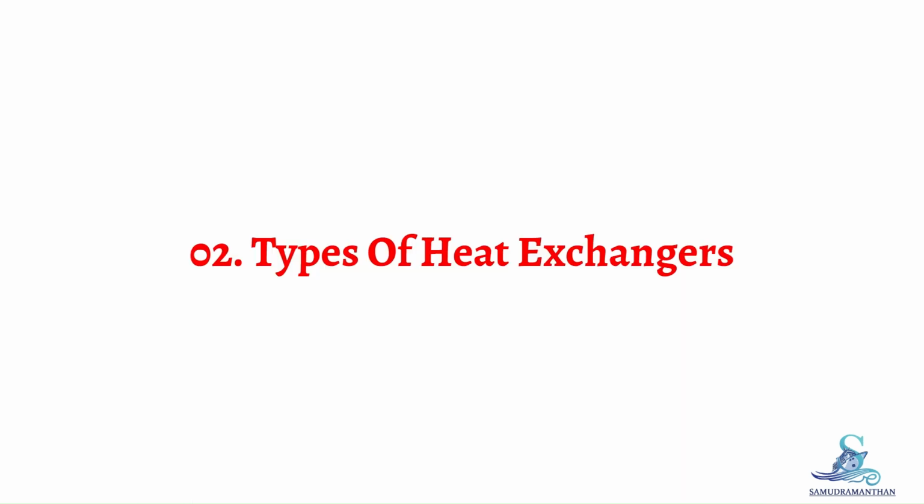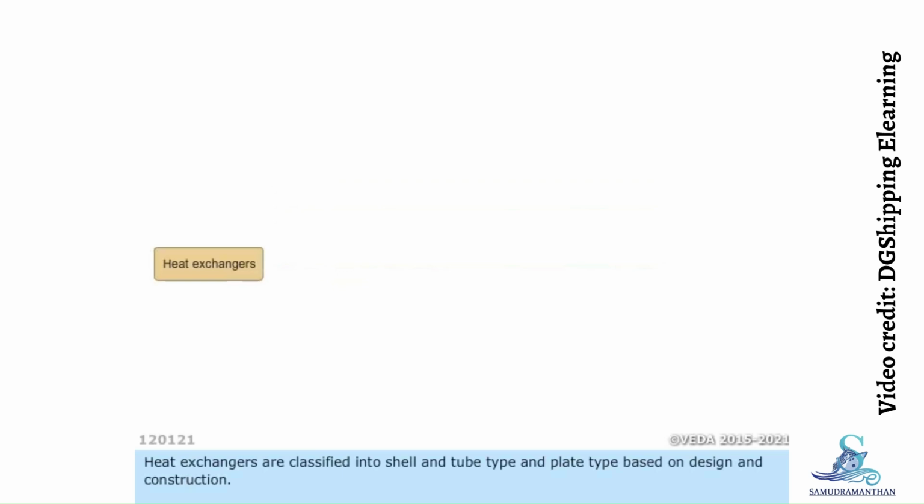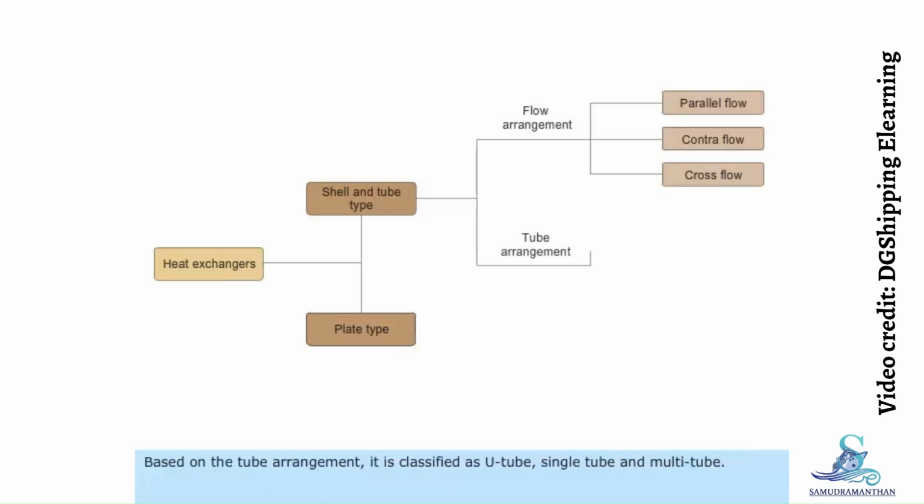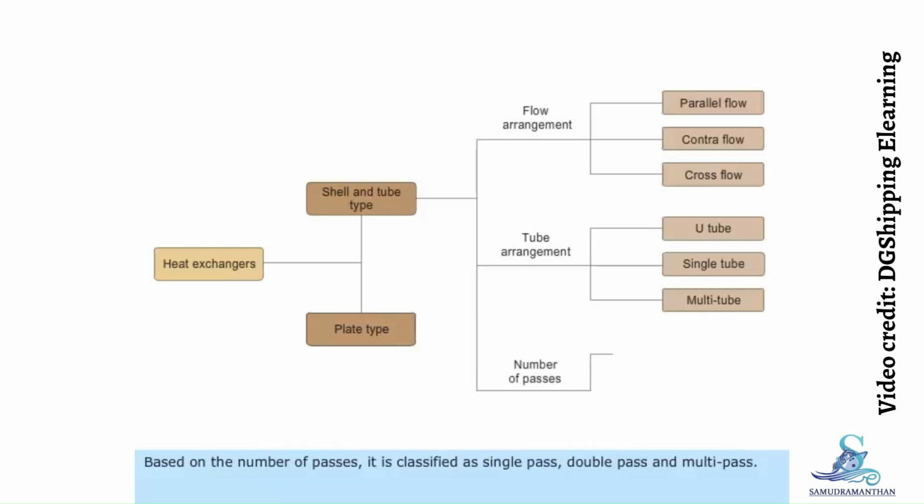Topic 2: Types of heat exchangers. Heat exchangers are classified into shell and tube type and plate type based on design and construction. Based on flow arrangement, a shell and tube heat exchanger is classified as parallel flow, contraflow, and cross-flow. Based on the tube arrangement, it is classified as U-tube, single tube, and multi-tube. Based on the number of passes, it is classified as single pass, double pass, and multi-pass.